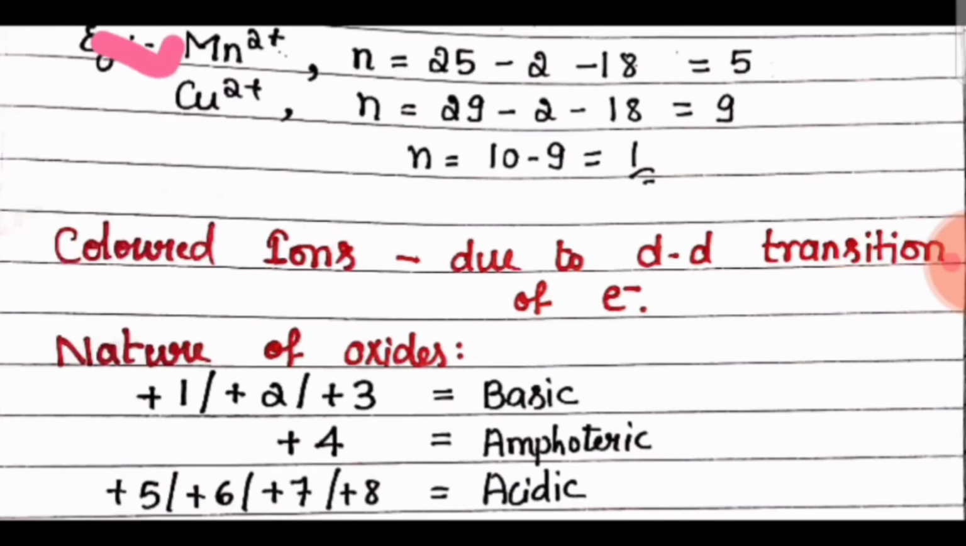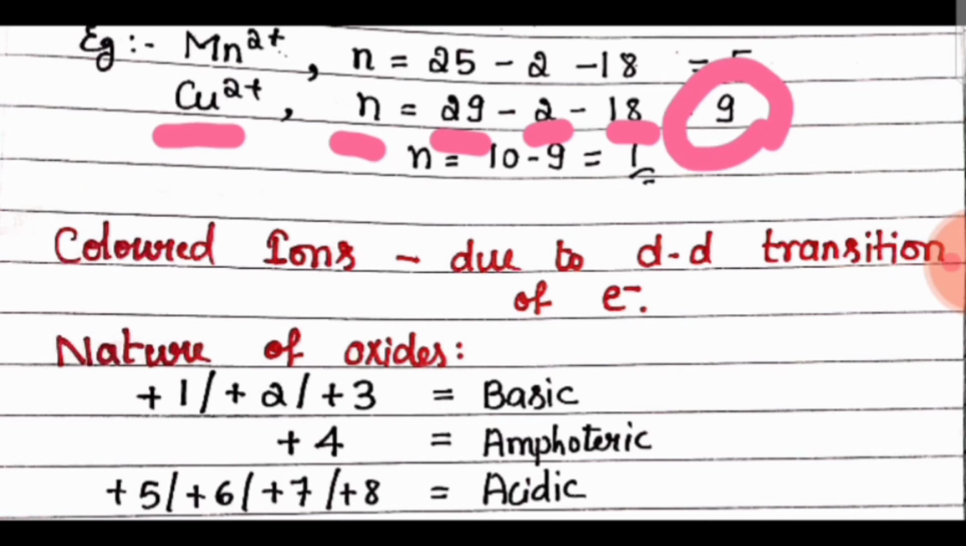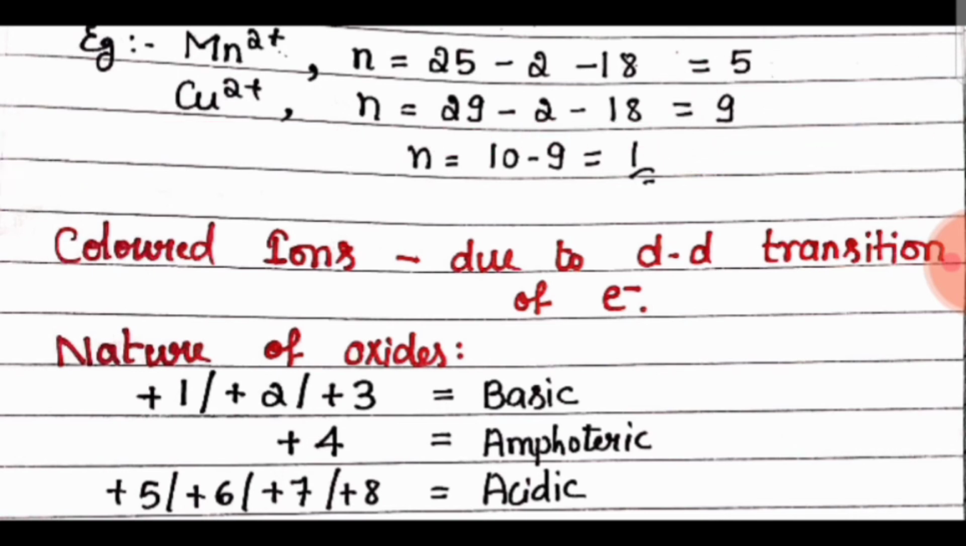In case of manganese ion Mn2+, the atomic number of manganese is 25, minus 2 is the oxidation state, and 18 is the atomic number of argon. If you calculate the number of unpaired electrons, we get 5. Whereas in copper ion Cu2+, to find out the number of unpaired electrons, take the atomic number of copper 29, oxidation state is 2, argon atomic number is 18, we get 9. So here as the value of n is more than 5, we have to subtract from 10, and we will get 1 as the number of unpaired electrons.